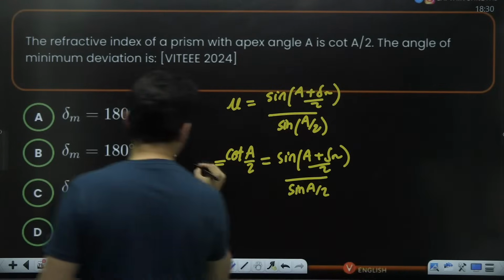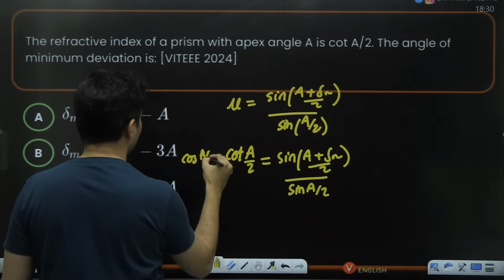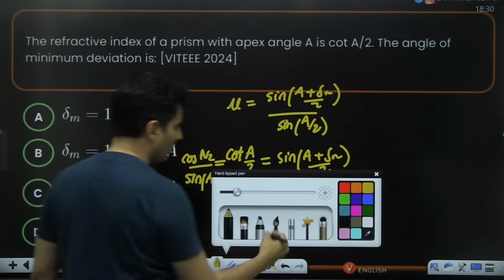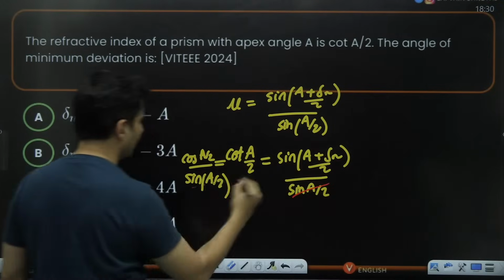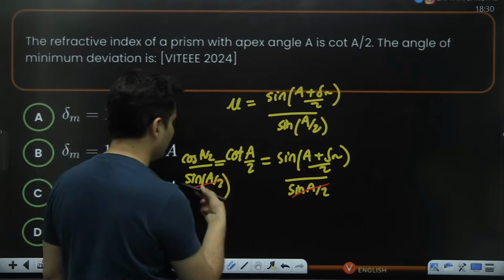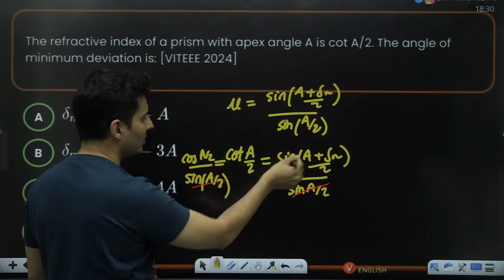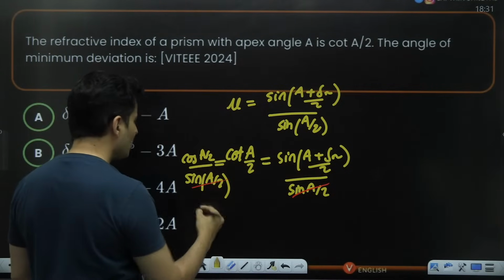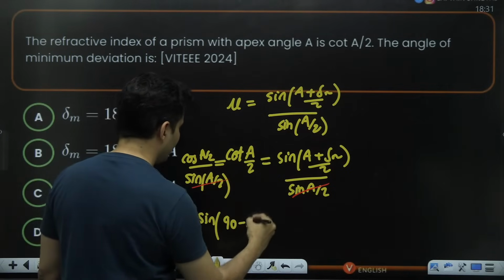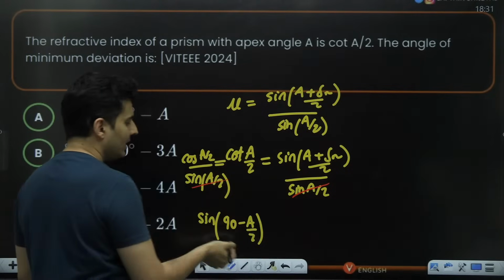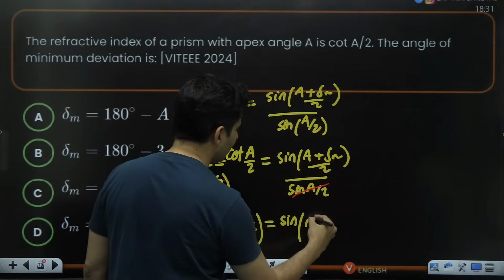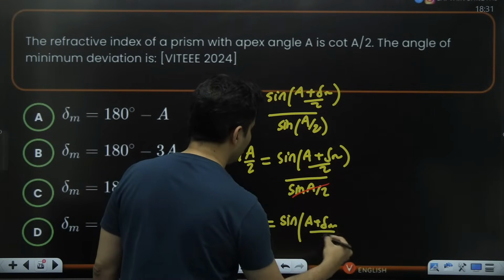Now cot is nothing but cos divided by sine. So when you write that, cos by sine, sine A by 2 and sine A by 2 will cancel. So this will become cos A by 2 is sine of (A plus delta minimum) by 2. So cos I can write as sine of 90 degree minus A by 2. Cos theta is sine 90 minus theta. That's all. So that I can easily compare them. So A plus delta minimum by 2.